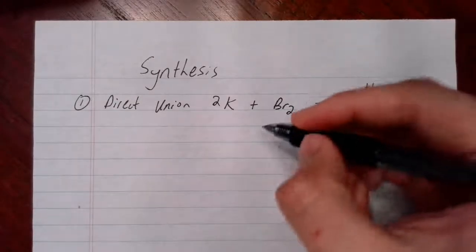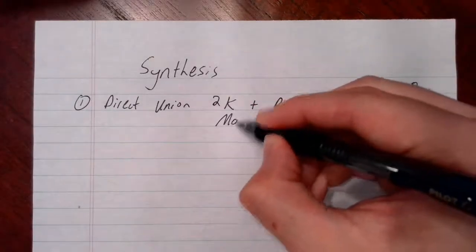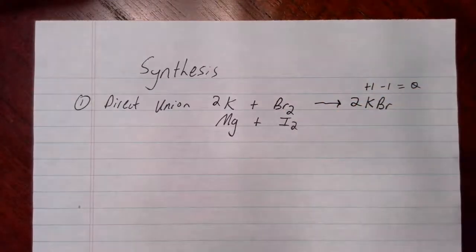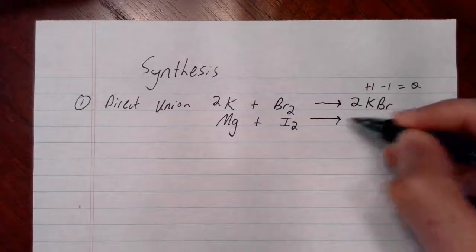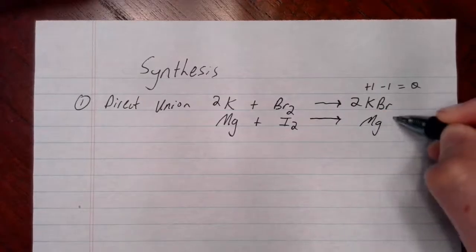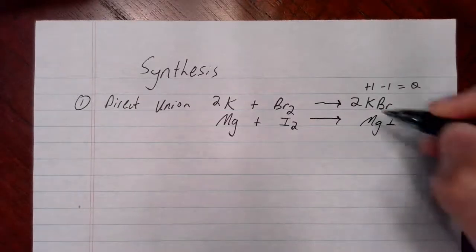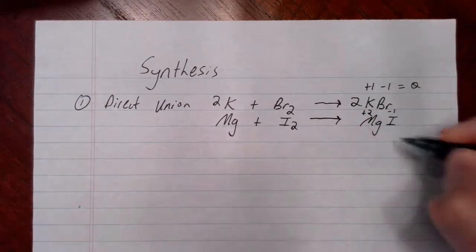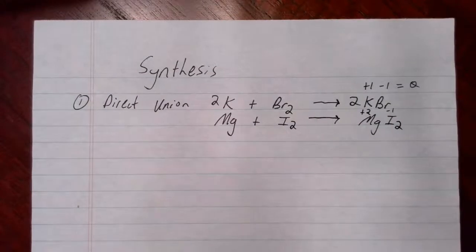So let's look at another one. Let's look at magnesium plus iodine. So Mg plus I2. Again, I just go ahead and stick them together. Okay, I need to go back and look at my charges. +2, -1. Those don't cancel, so I cross my charges and get MgI2. So here we see it's already balanced, so we're good to go.